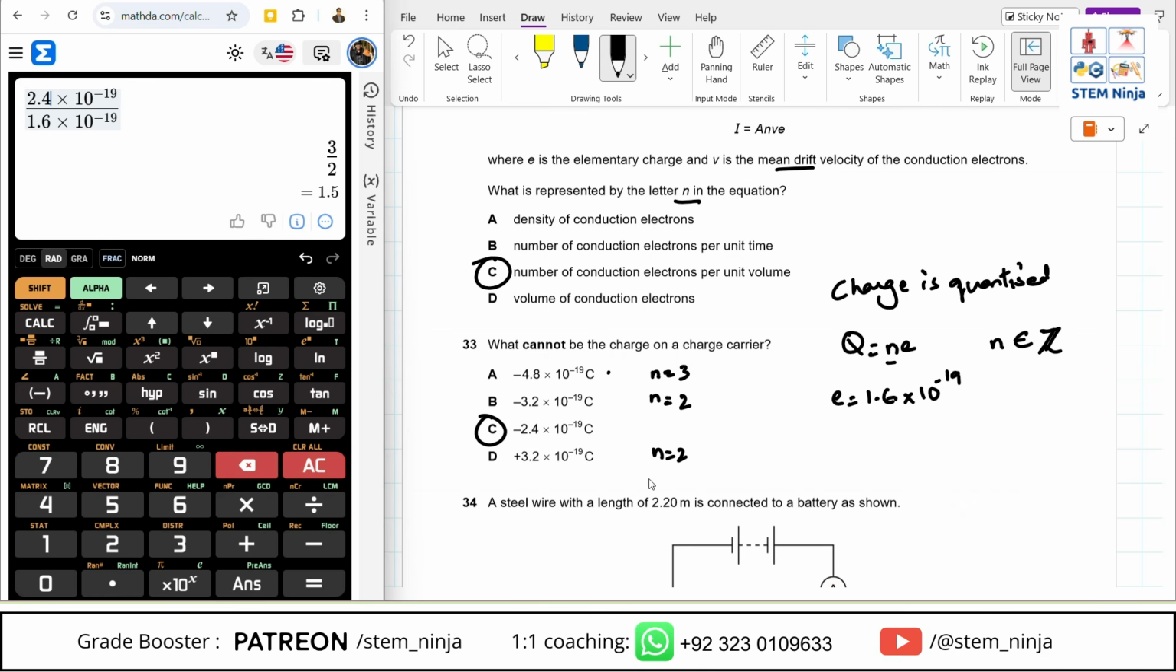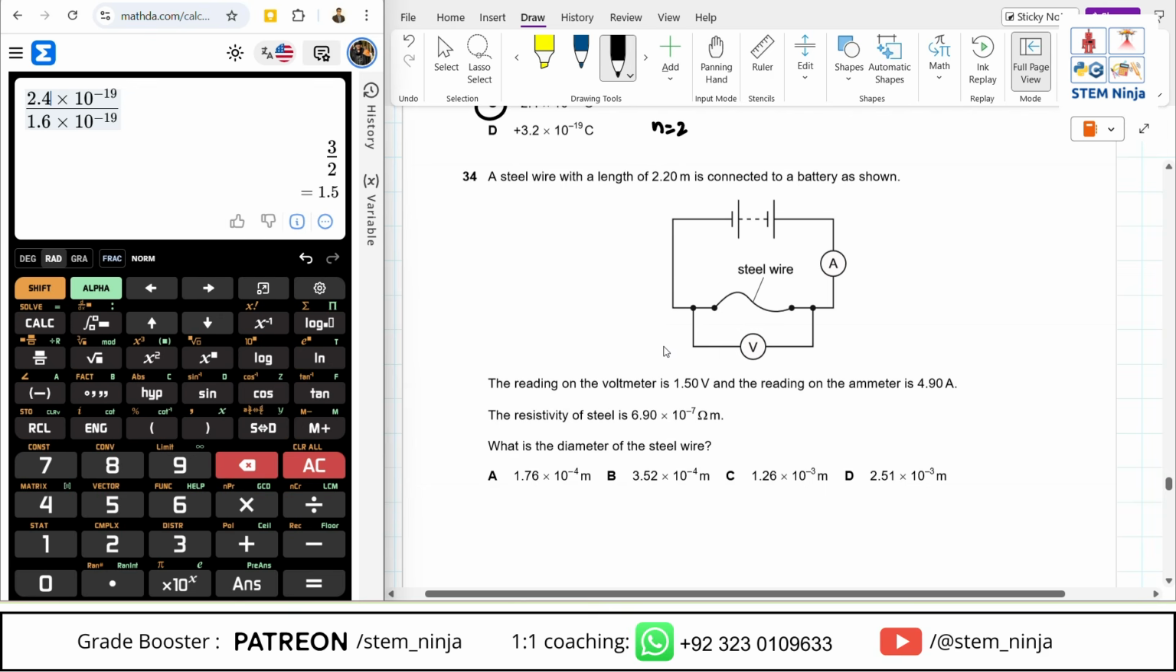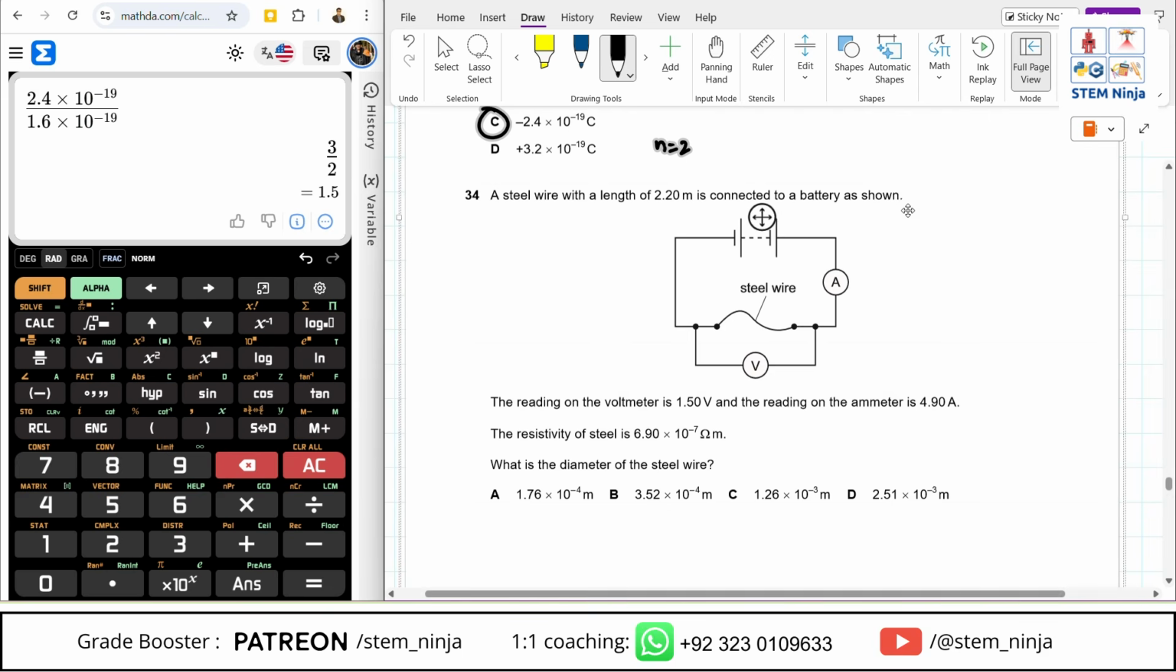Okay, moving on. A steel wire of length 2.2 meters is connected to a battery as shown. The reading on the voltmeter is 1.5 volts and the reading on the ammeter is 4.9. The resistivity of steel is this. What is the diameter of steel wire? Okay, so first off, we can find out the resistance.